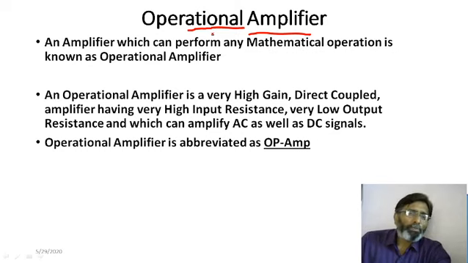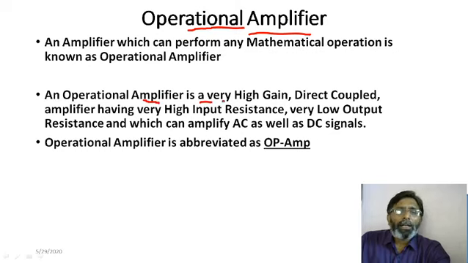Now, from the implementation point of view, how is this amplifier implemented? If you go into more technical details, then we can have a more technical definition of this amplifier, and this definition is: an operational amplifier is a very high gain direct coupled amplifier having very high input resistance, very low output resistance, and which can amplify AC as well as DC signals. Okay. So, op-amp is an amplifier which can perform mathematical operations.